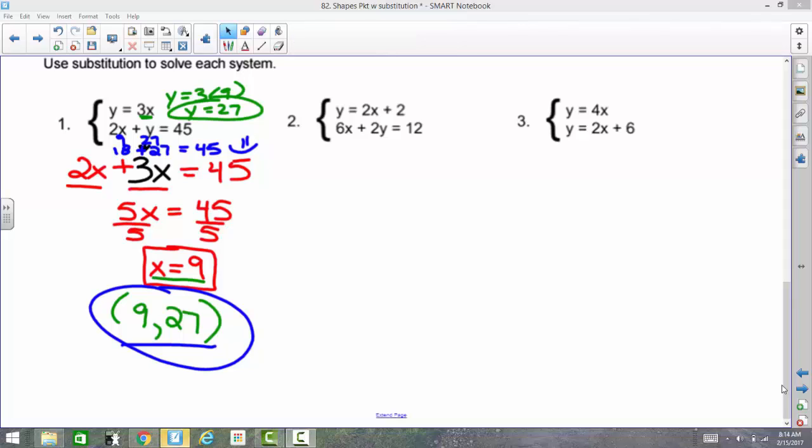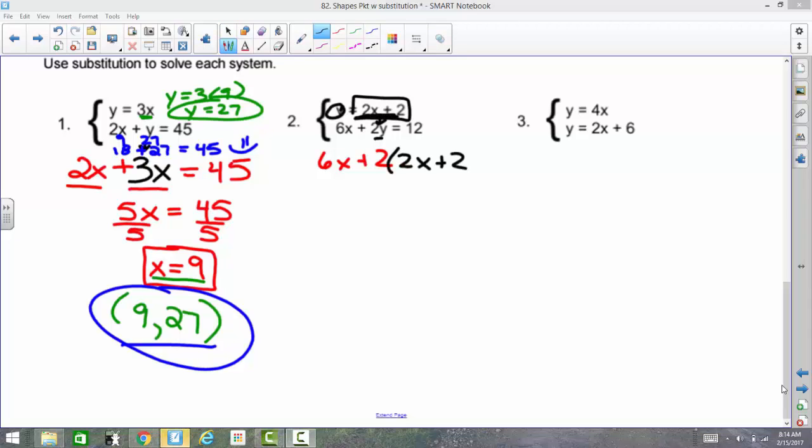Number 2. You already have the y isolated. So what is equal to y goes in for the y in the opposite equation. So the bottom equation, 6x plus 2, and then instead of y, you are writing 2x plus 2 because this just got substituted for the y. It came in and the y left, just like a substitute teacher, just like a substitute for fries and onion rings. The one leaves, the other's there.